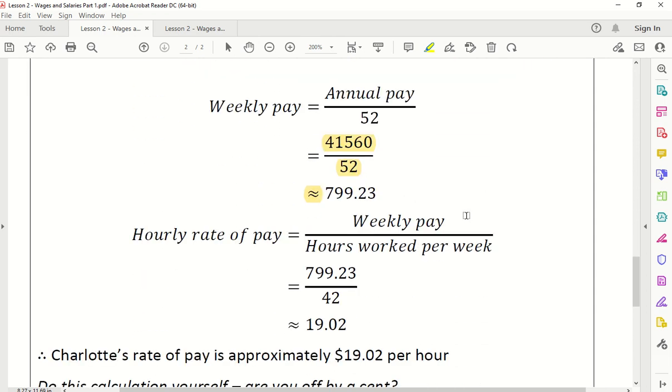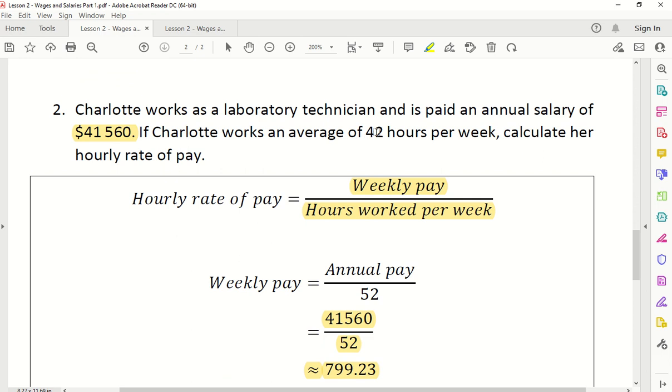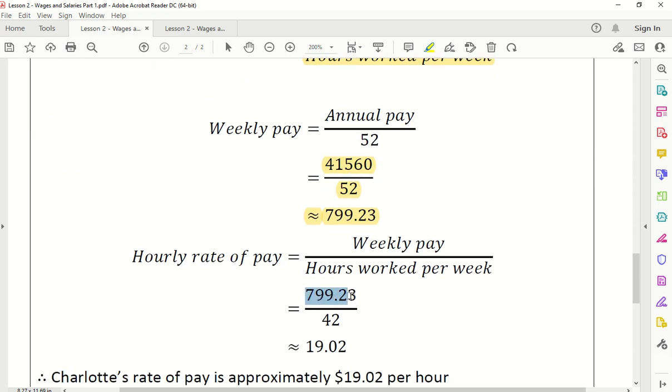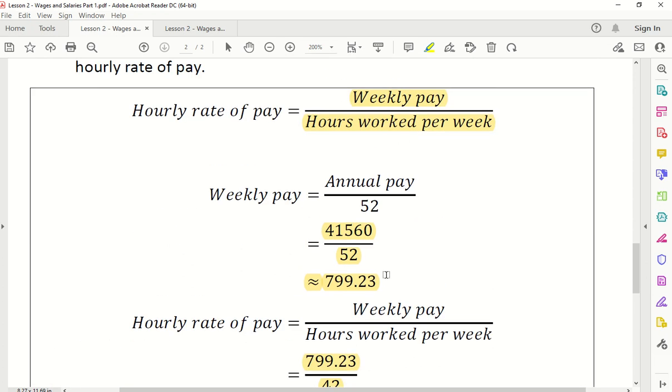So now I can figure out Charlotte's hourly rate of pay. I know her weekly pay, it's $799.23, and I need to divide that by the hours she works per week. How many hours did she work again per week? That's right, 42. So I've gone 799.23 divided by 42, giving me an answer of approximately $19.02.